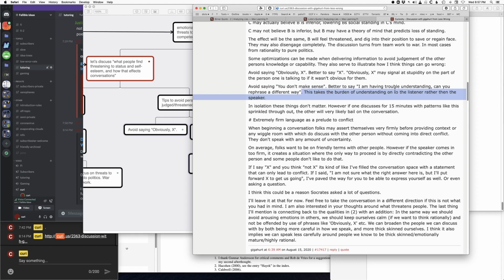He says this puts the burden of understanding on the listener rather than the speaker. I think that's unclear. You do say I'm having trouble understanding, so you're blaming yourself, theoretically. I think a lot of times people will hear this and think what you mean is your thing was unclear. They'll take it the other way.